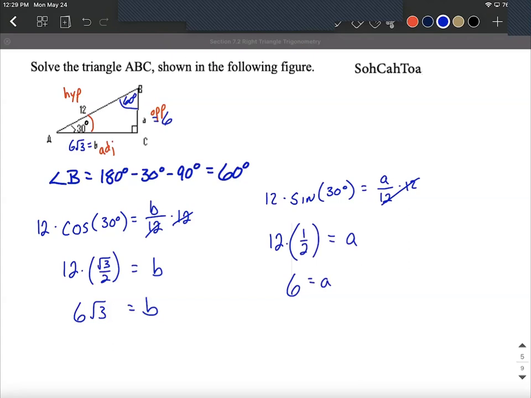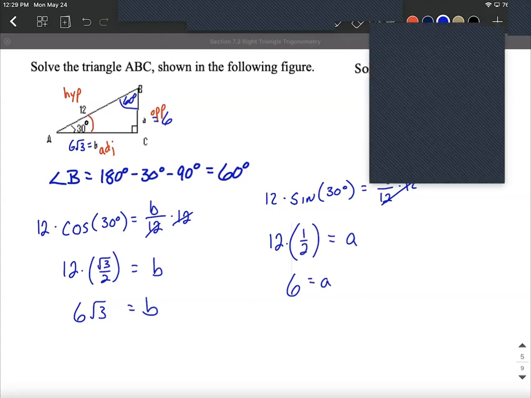We found all the sides, all the angles. We've solved this triangle. Hope this helps out. Again, if you use the Pythagorean theorem, you get to this exact same answer of 6.